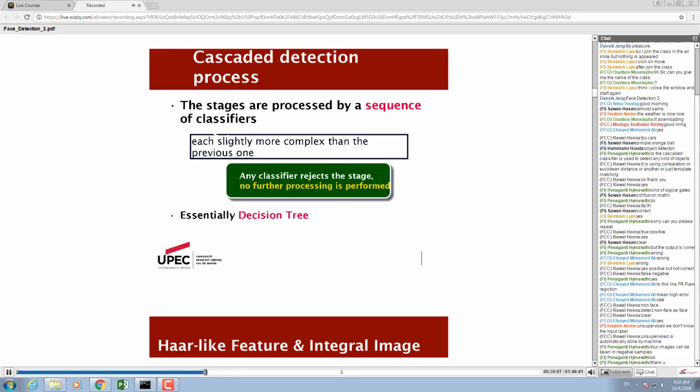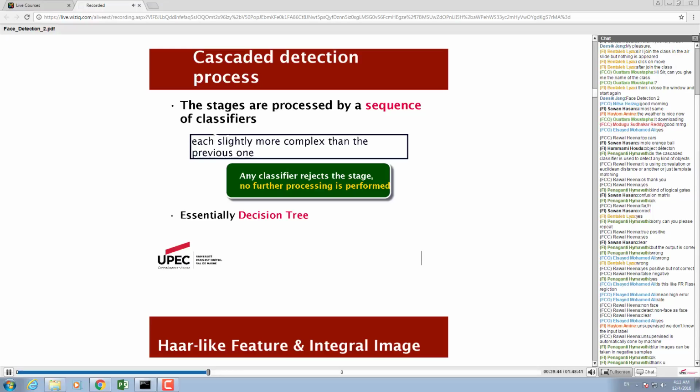Let's discuss the cascaded detection process. Again, this cascaded classification structure is one of the key contributions of this paper. We'll study this approach later, maybe tomorrow, or next week. We'll study it in detail, but let's discuss it very briefly for now.